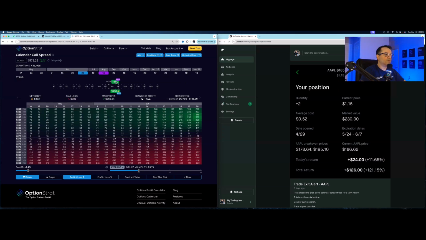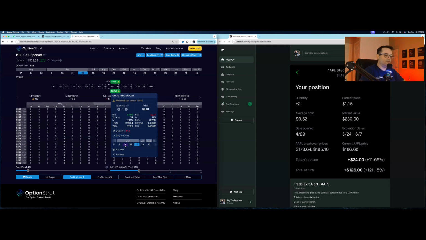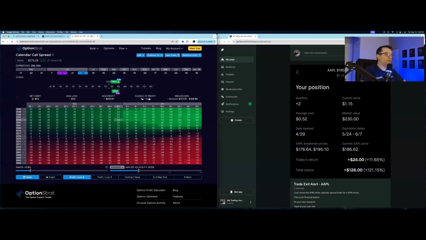Let's change the expirations. So this is the purchase, and the purchase that we chose was June 28th. All right, so that's already on June 28th. And the sell on this was 2 weeks earlier. So let's change that to June 14th. And again, this is giving you similar stats. So the max loss would be $73, max profit would be 251.